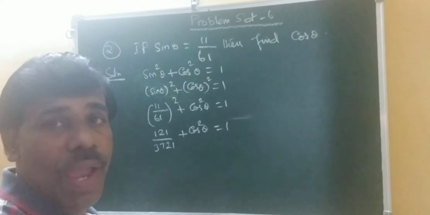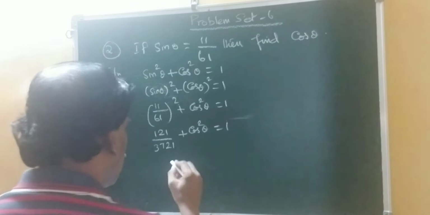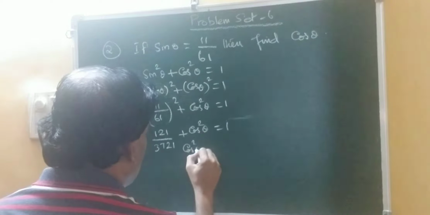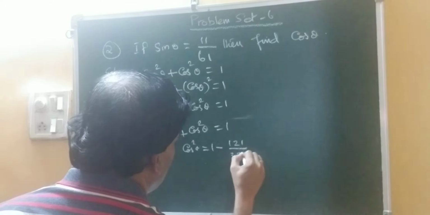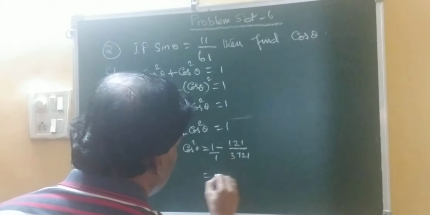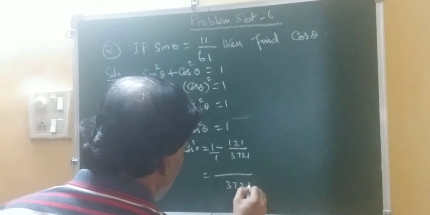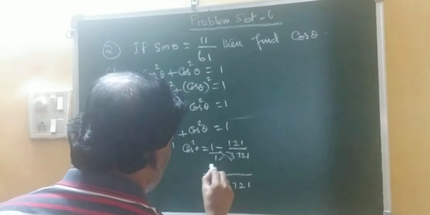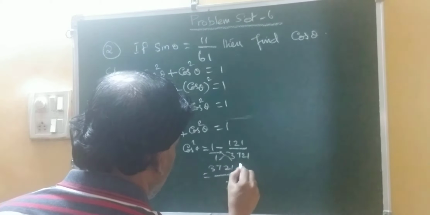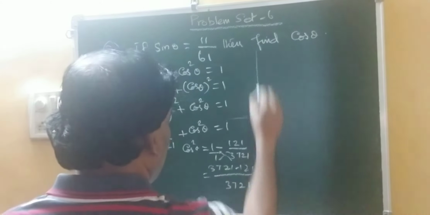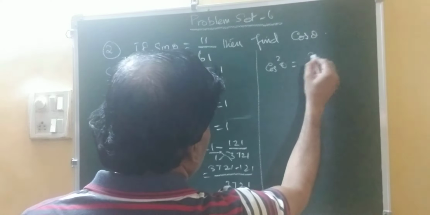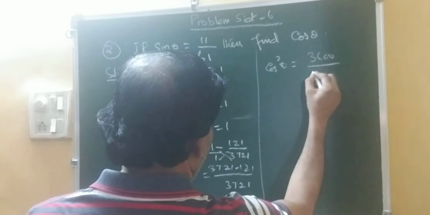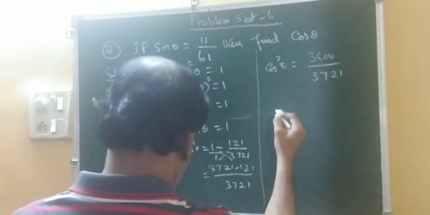Our aim is to find out cos theta, right? So cos square theta equal to 1 minus 121 upon 3721. So take LCM, 3721. So 3721 minus 121. Therefore cos square theta equal to 3600 upon 3721.